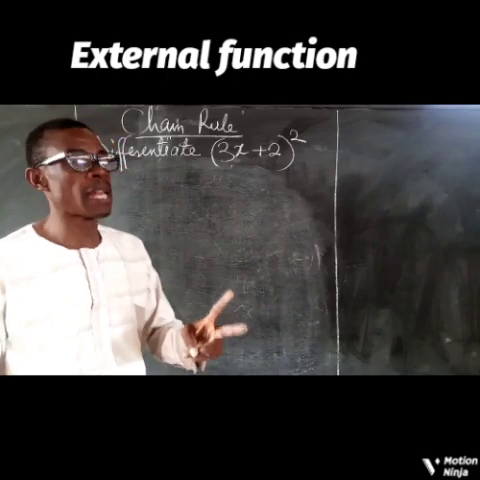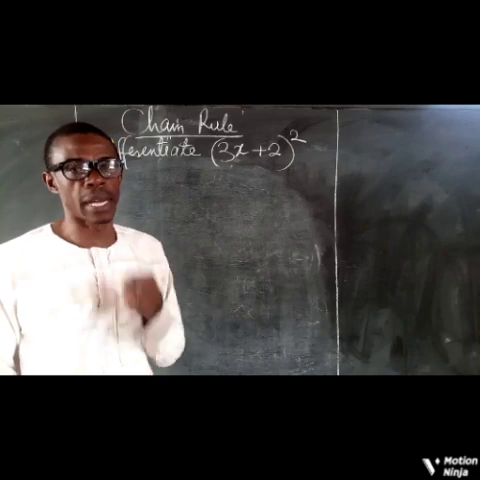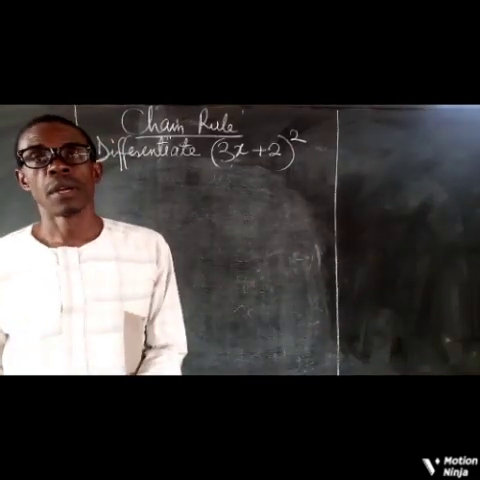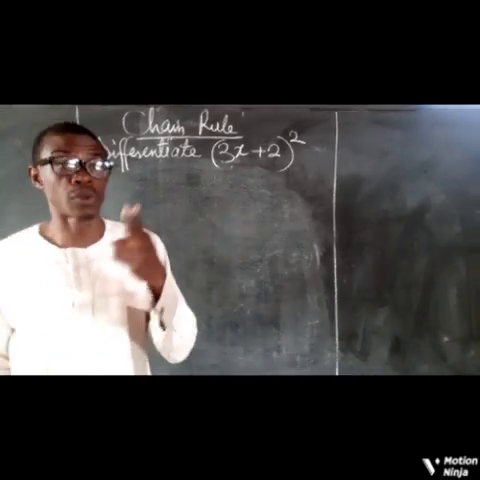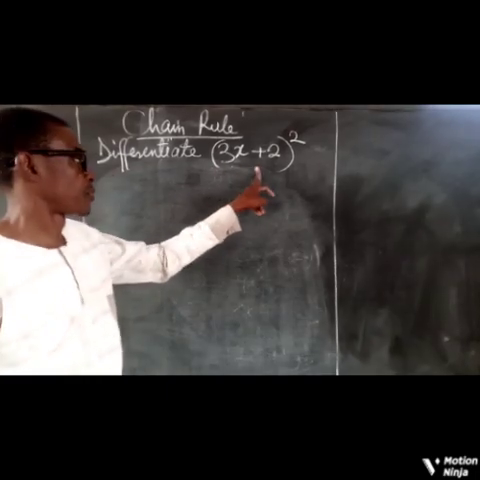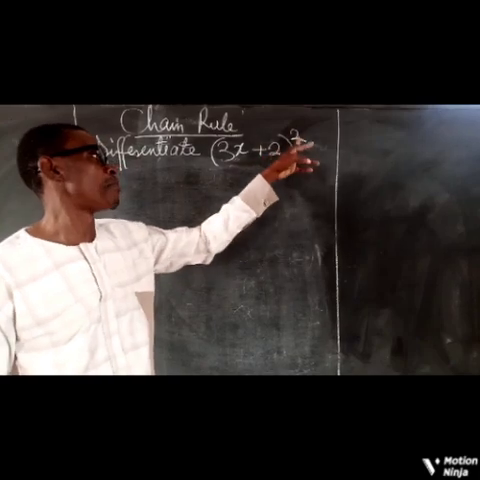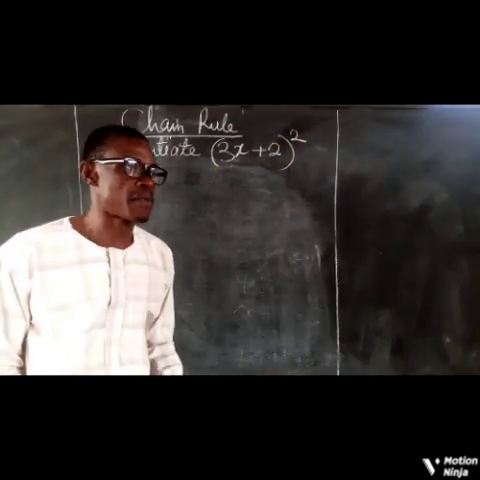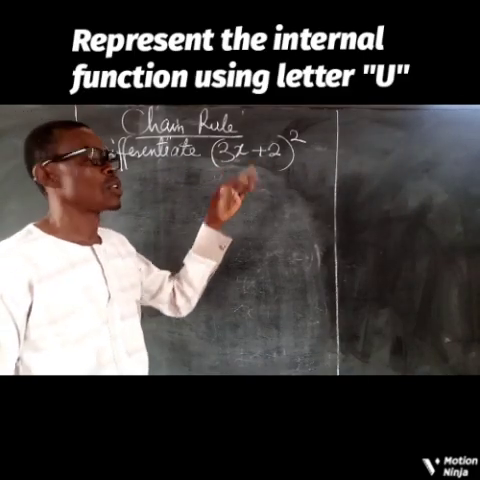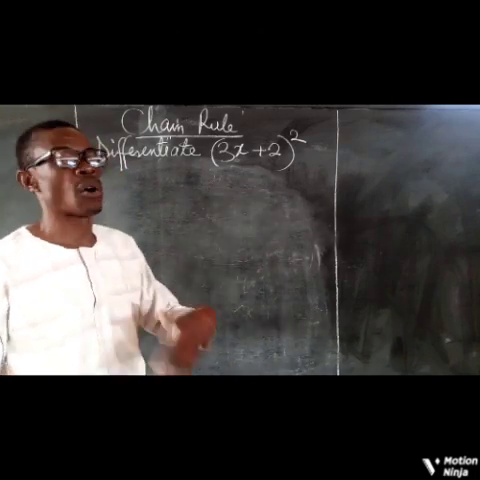Both the internal and external functions are weaved together, like twined together. So you try to differentiate that weaved expression, or dual function, in a single function. Looking at this expression here, 3x plus 2 is called the internal function, and the power here is called the external function. So we represent the internal function using the letter u, after which we can differentiate.